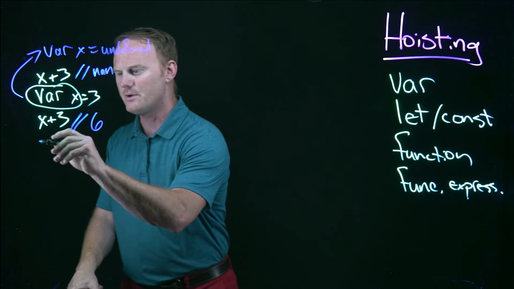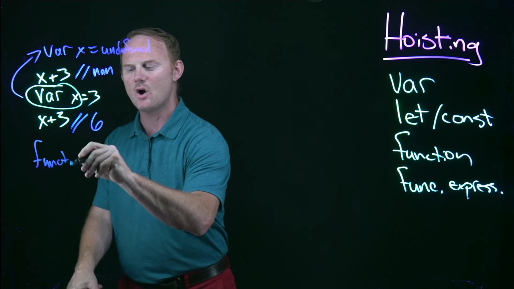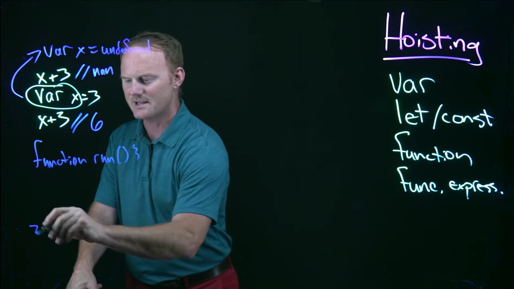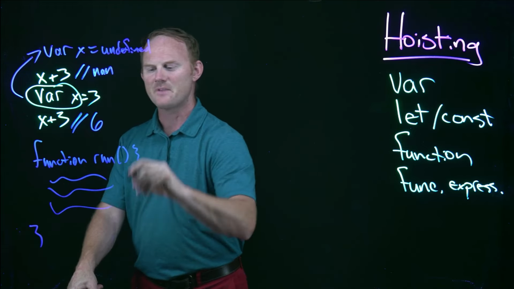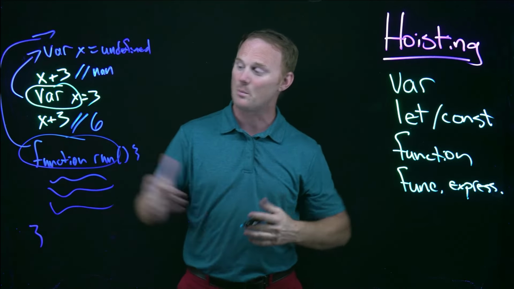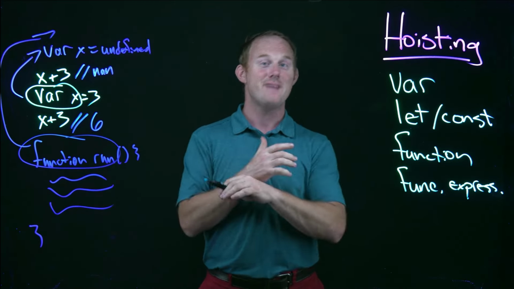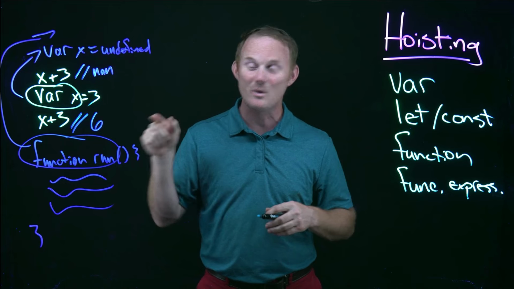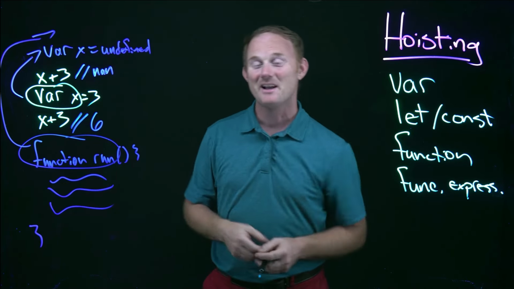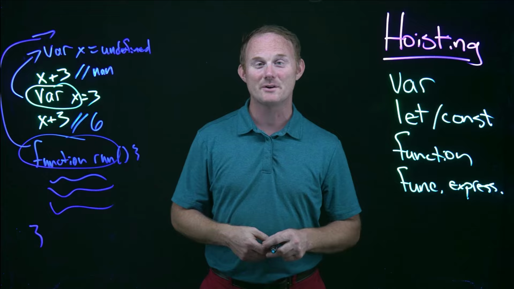If, I'll put it in blue down here, if we had, as I said a minute ago, function run, open close with some brackets, and we got a bunch of code in here, this thing is gonna get moved up to the top of the scope, so you can call run anywhere in your scope and it will still know that run exists. These two work a tad bit differently. Let's go check it out in our code editor.